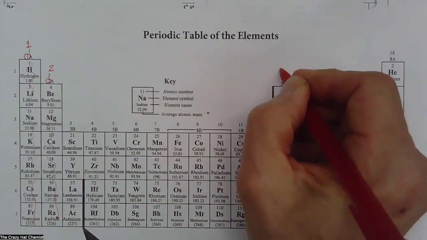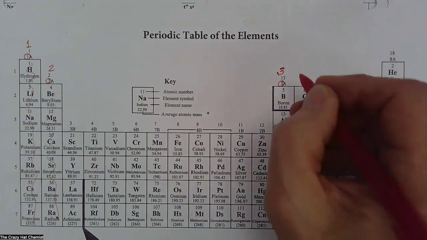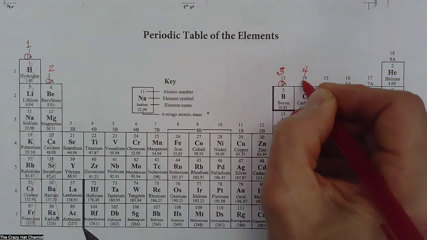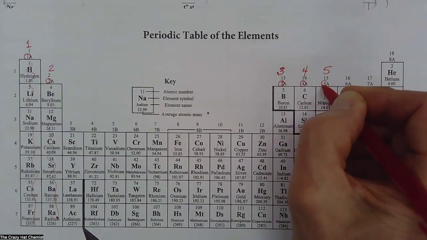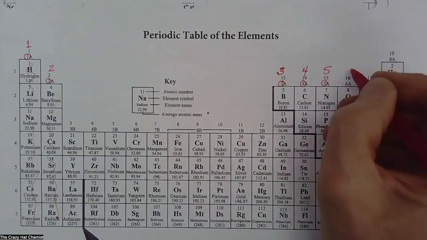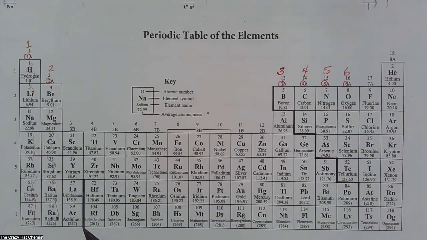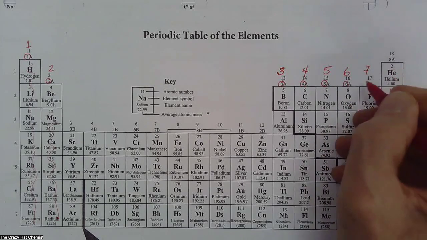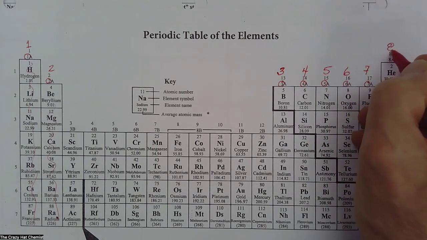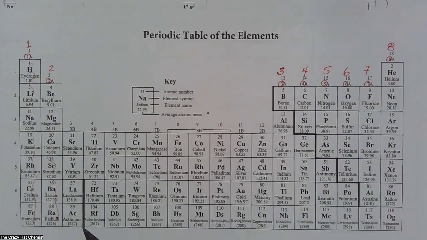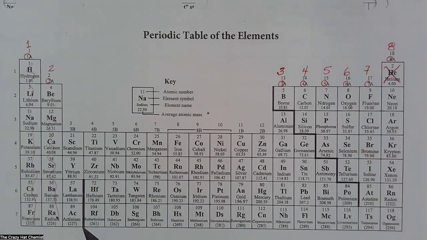We're going to continue on, and there are 3 valence electrons that corresponds to the 3 on the 3A. There are 4 valence electrons that corresponds to the 4 on the 4A. 5 valence electrons corresponds to the 5 on the 5A. 6 valence electrons corresponds to the 6 on the 6A. 7 valence electrons corresponds to the 7 on the 7A. And then 8 valence electrons corresponds to the 8 on the 8A. Helium does not count in this activity.